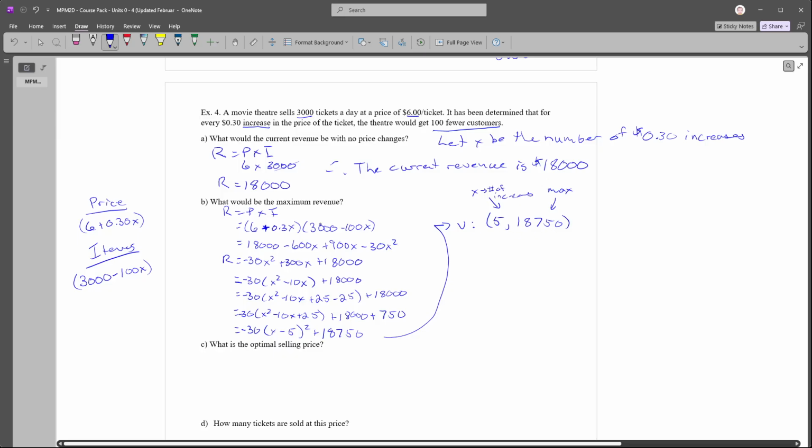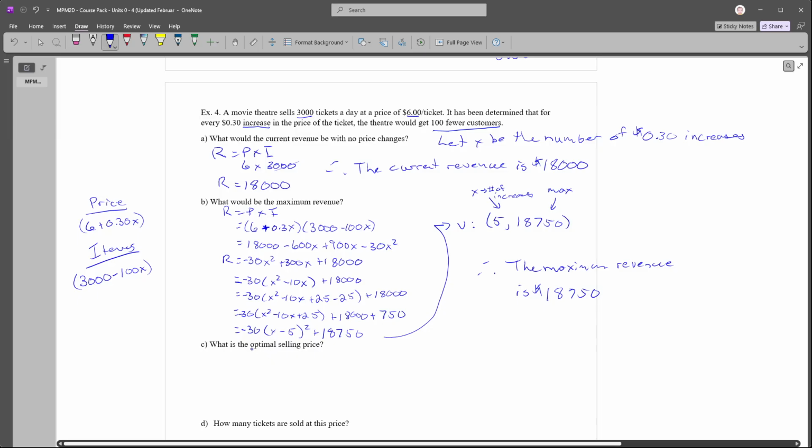Okay, so what would be the maximum revenue? Therefore, the maximum revenue is $18,750. Okay, $18,750. Easy enough. So, what is the optimal selling price?